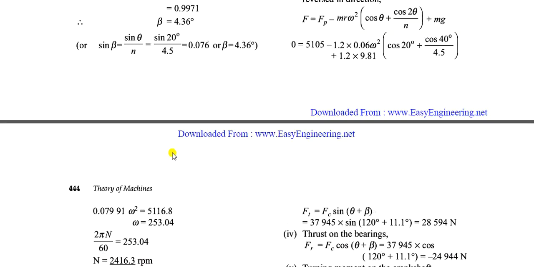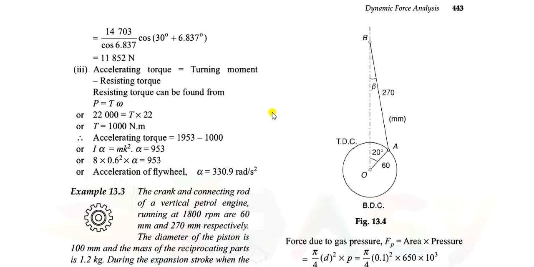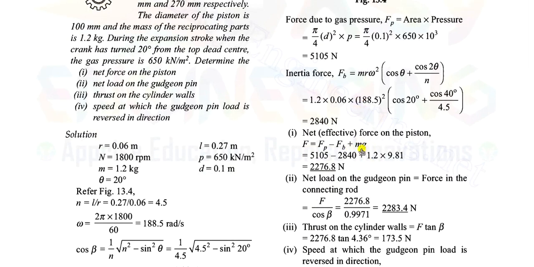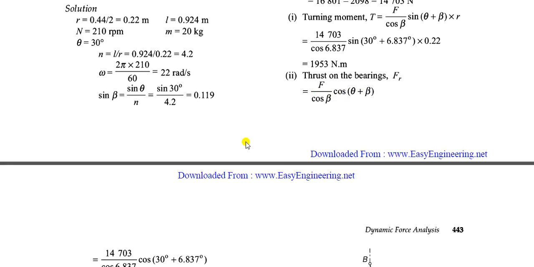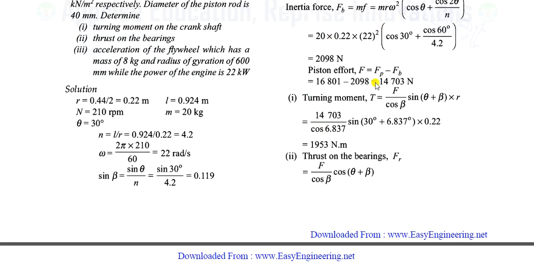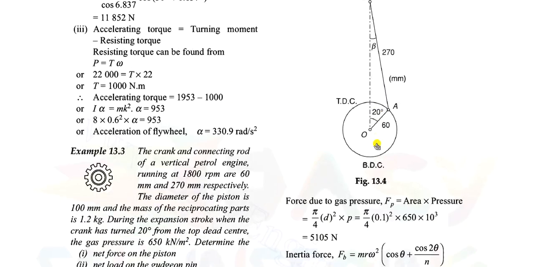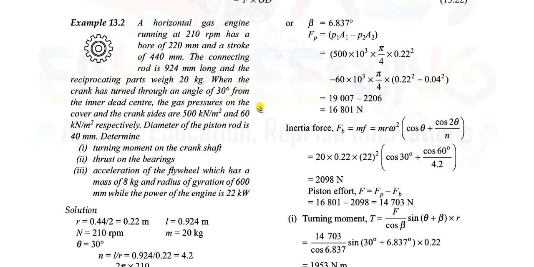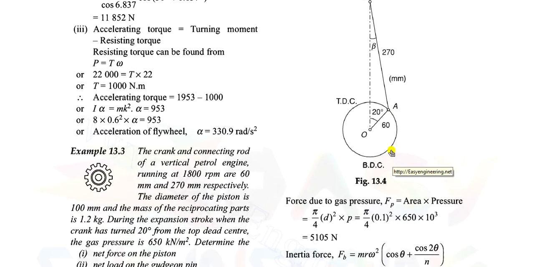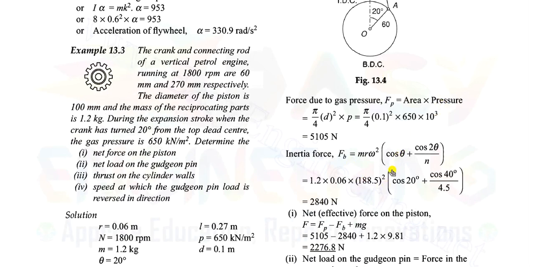There will be some variations, like a vertical engine. For example, this is a vertical engine, so when you are calculating net force, the mg effect will be considered. In the last problem we solved, we didn't consider the mg effect. Here we can see this is piston effort, so FP minus FI, only inertia force and pressure force, because in that case the engine was horizontal. Now the engine is vertical.